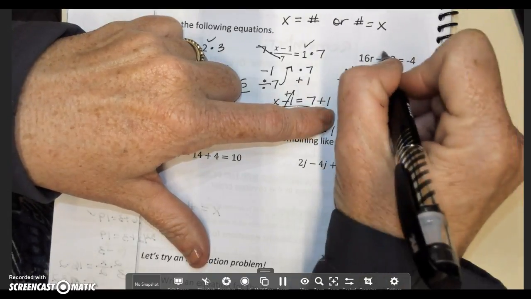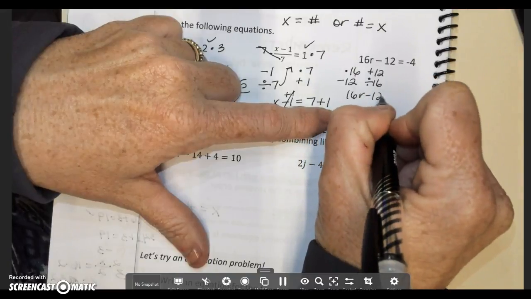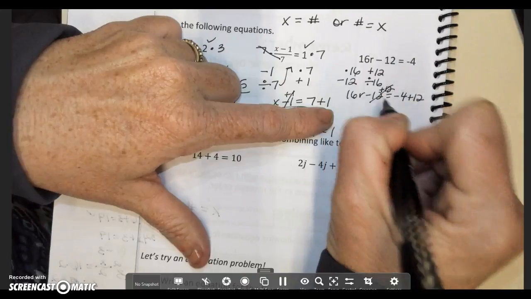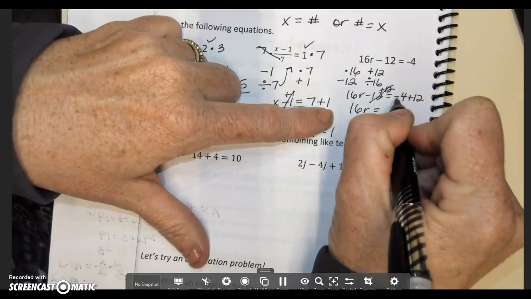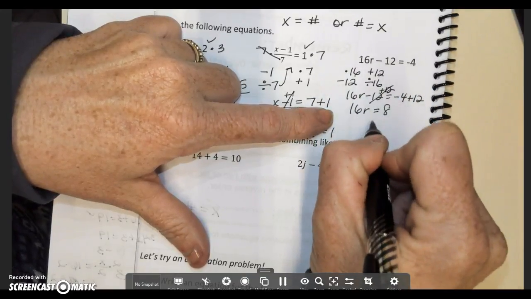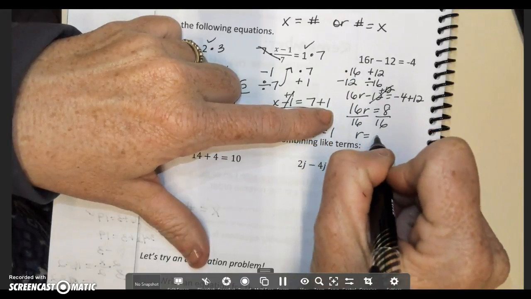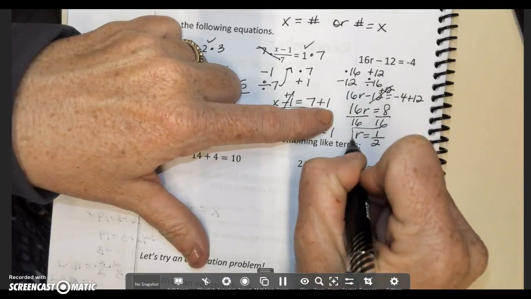So I'm going to rewrite that equation. I'm going to add 12 to both sides. That undoes that. I get 16r. Negative 4 plus 12 is positive 8. And divide both sides by 16. And r, I'm going to reduce that and get 1/2.